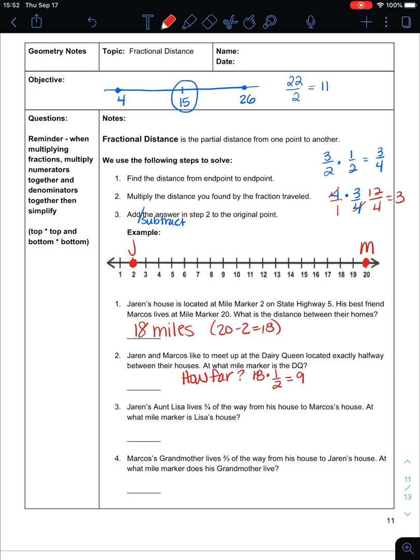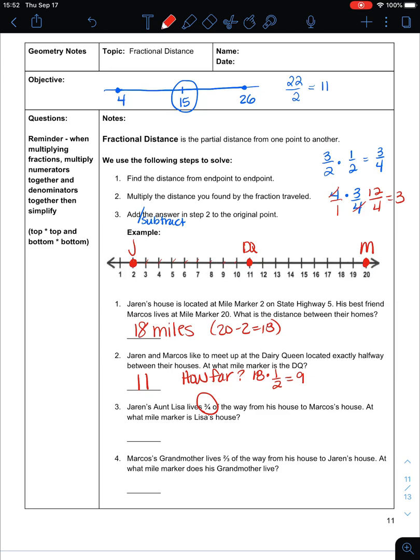So then what we want to do is go to Jaren's house or to Marcos's house. We want to add 9. So we would count 9: 1, 2, 3, 4, 5, 6, 7, 8, 9. Or if you recognize it, you can also just add 9 to 2 and end up at 11. And so the Dairy Queen is at mile marker 11. Be careful how you answer the question, because how far it is is 9 miles, but where it is is at 11. So Jaren's Aunt Lisa lives 3/4 of the way from his house to Marcos's house.